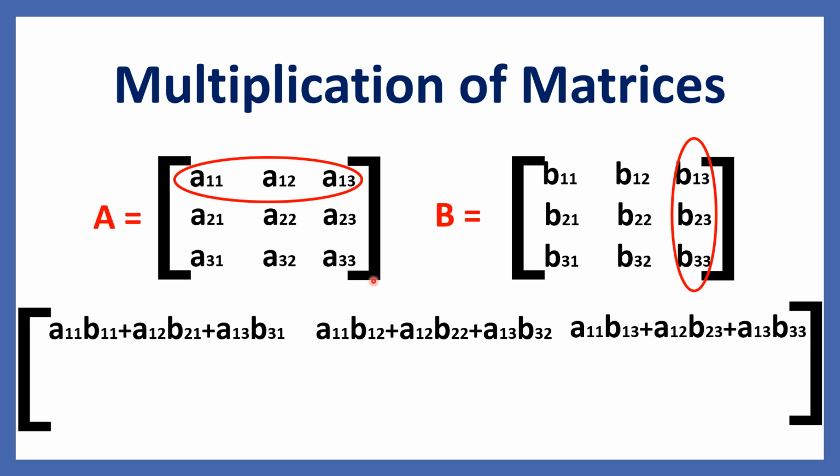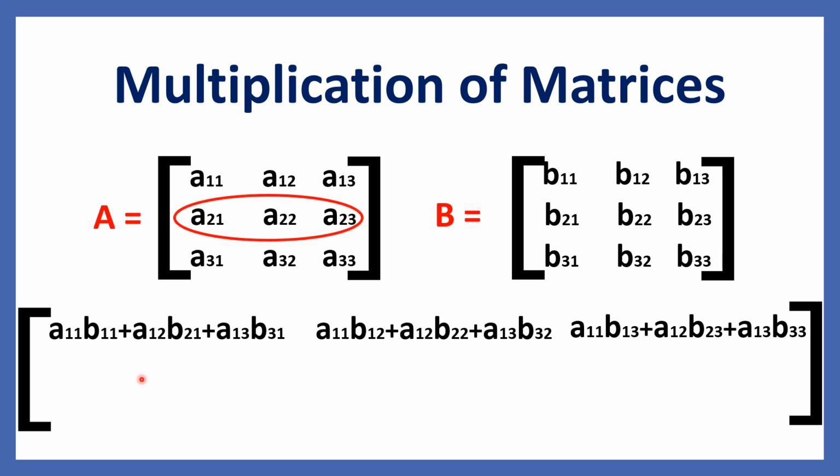Now, when coming to the second row, we have to remove all the first column values and first row values, and then we have to concentrate on the second row. Second row of the first matrix with first column of the second matrix. Thus, we get the values as A21 into B11 plus A22 into B21 plus A23 into B31.